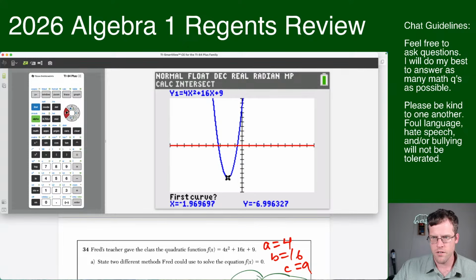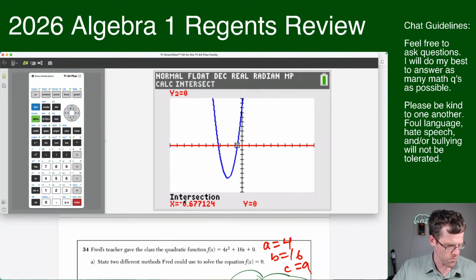And I go up to it, and I press enter 3 times. 1, 2, 3. See, I get negative 3.3. Same answer. Okay, second trace 5. I go here, enter, enter, enter. And I get negative 0.7.